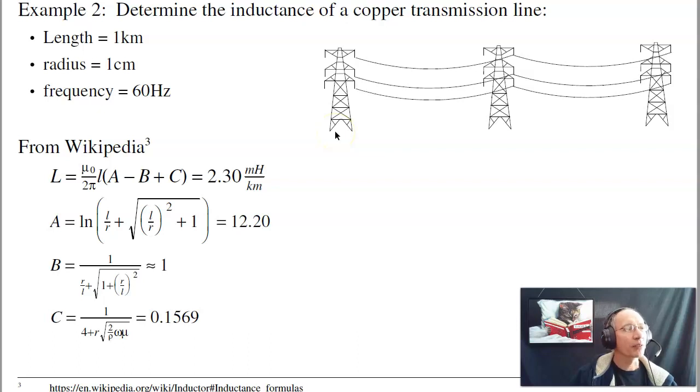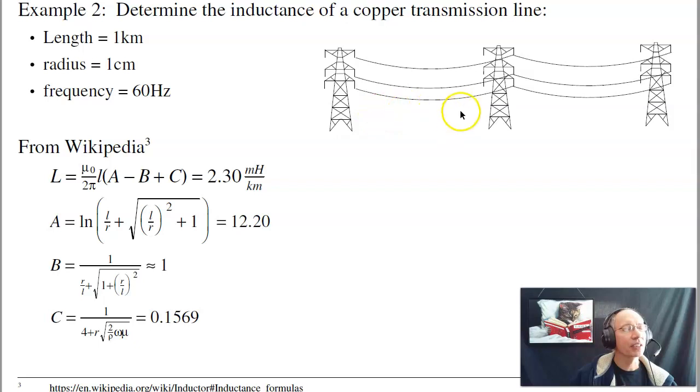Second example for calculations. Suppose I have a transmission line. I want to go 1 kilometer of a transmission line that's 1 centimeter diameter at 60 hertz, of course. From Wikipedia, the inductance works out to be 2.3 millihenries per kilometer. Again, that doesn't seem like a lot, but when you have 1,000 kilometers of transmission lines, you've got 2.3 henries. It starts to add up for utility grids.